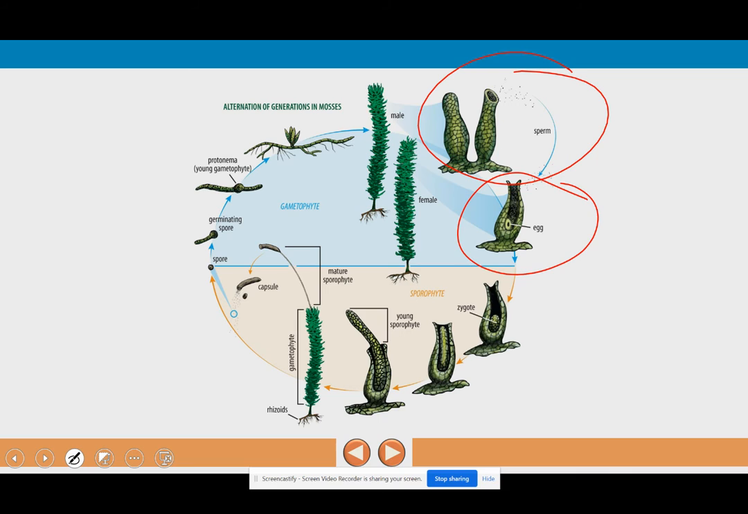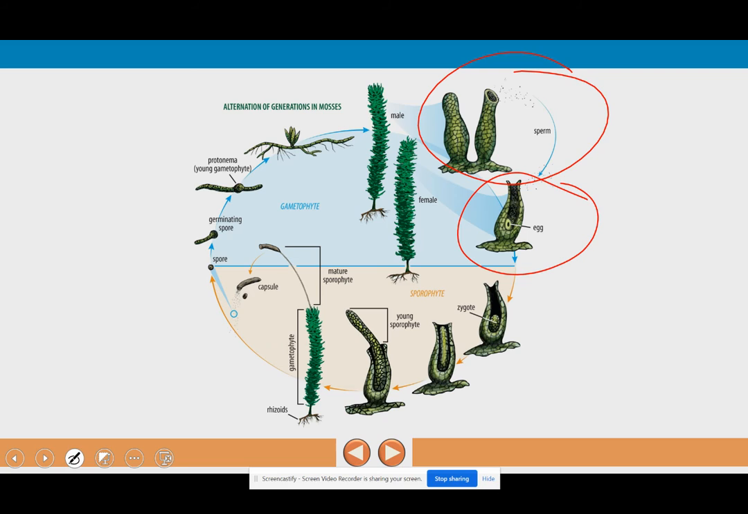So you do have different genders of the leafy shoots. Like I said, some produce the sperm, some produce the egg. When water splashes onto the leafy shoots that have the sperm, the sperm will be released. That water will carry the sperm to help it get to the egg inside the female leafy shoots. And so when the sperm and egg unite, they form the zygote.